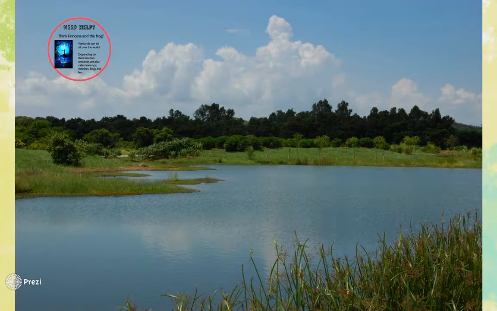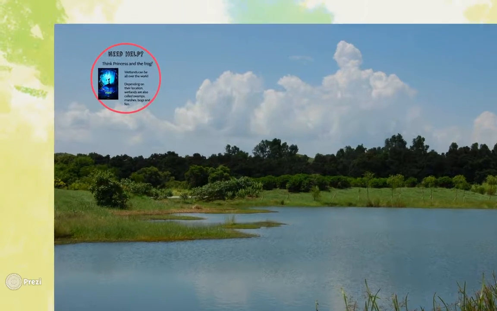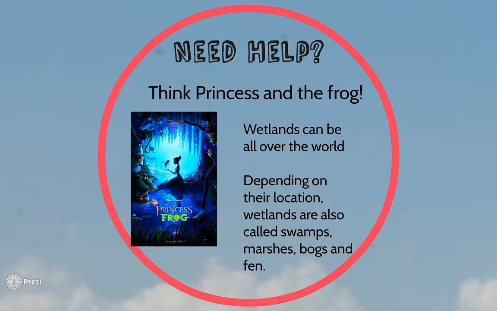Okay, what kind of habitat is this? This is a wetland. If you need help, think about Princess and the Frog, which is set in a swamp. Wetlands can be all over the world. Depending on their location, wetlands are also called swamps, marshes, bogs, and fens. But they all have the general characteristic of being close to a freshwater stream.